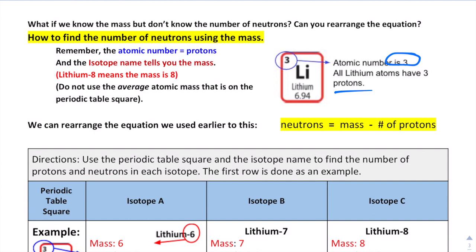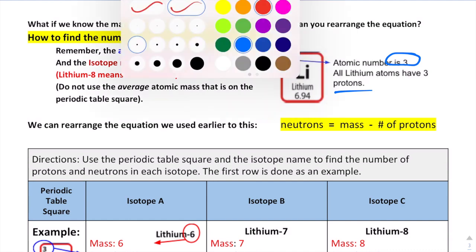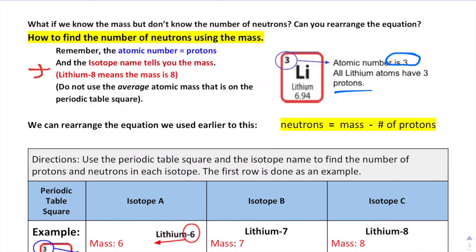And the isotope name tells you the mass. So lithium 8, over here now, lithium 8 means the mass is 8. Do not use the average mass that's on the periodic table. This average is for all lithium atoms. We want to just focus on this one lithium atom, lithium 8.